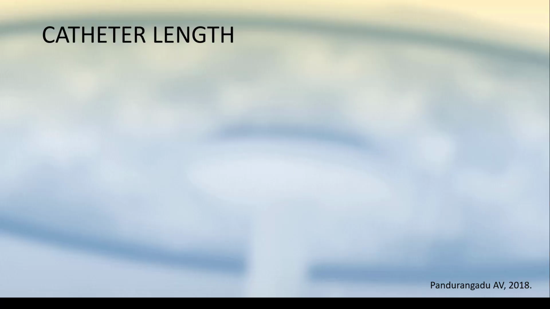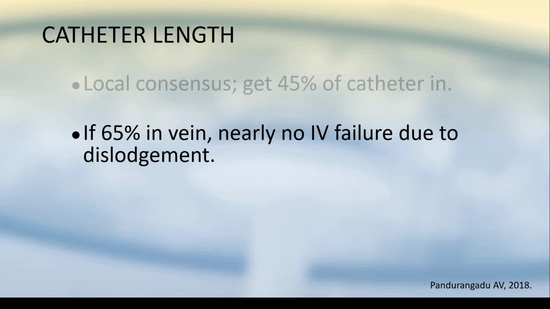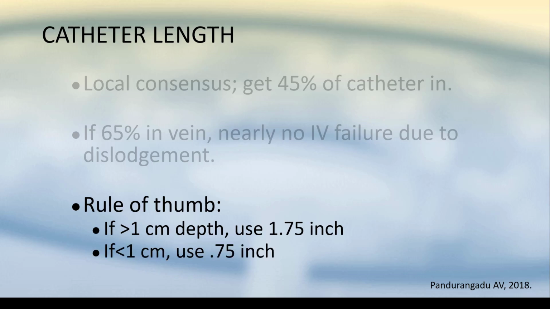Catheter length is the next factor to consider in selecting your equipment. Experienced operators strive to get at least half of the length of their catheter into the vein. The available literature suggests that if you're able to get 65% of a catheter into a vein, it's very unlikely to become dislodged. As a quick rule of thumb, if a vein is greater than a centimeter deep, reach for a 1.75 inch or longer catheter. If a vein is less than 1 centimeter deep, a 3/4 inch catheter may suffice.